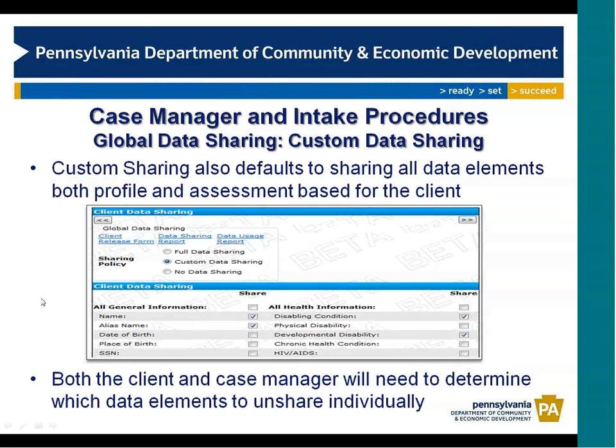And this provides a ton of flexibility in the different information that they want to share, from both a profile and an assessment base. As you can see here, this specific client wants to share their name and their alias name, but not their date of birth, place of birth, or social security number. Conversely, with their health information, they want to share their disabling condition and developmental disability, but they do not want to share any information collected about their physical disability, chronic health condition, or their HIV status. So as you can see, it definitely provides a ton of flexibility within the system.